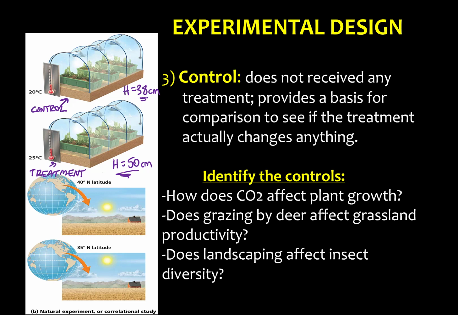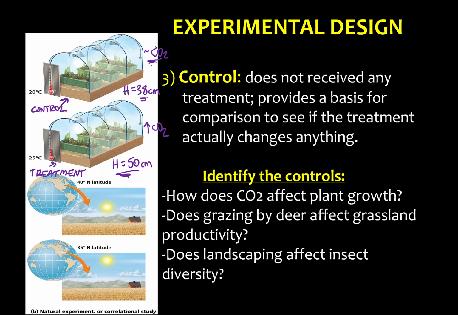So, what would be our controls for these experiments? How does CO2 affect plant growth? Well, we probably want one greenhouse with elevated CO2, and then another greenhouse with average CO2. The one with average CO2 would be the control.